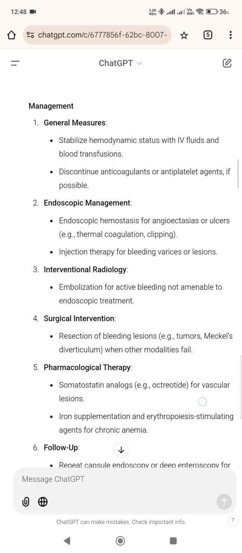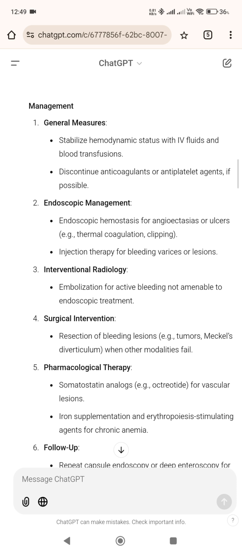Management. 1. General measures. Stabilize hemodynamic status with IV fluids and blood transfusions. Discontinue anticoagulants or antiplatelet agents, if possible. 2. Endoscopic management. Endoscopic hemostasis for angioectasias or ulcers, e.g. thermal coagulation, clipping. Injection therapy for bleeding varices or lesions. 3. Interventional radiology. Embolization for active bleeding not amenable to endoscopic treatment. 4. Surgical intervention. Resection of bleeding lesions, e.g. tumors, Meckel's diverticulum, when other modalities fail.